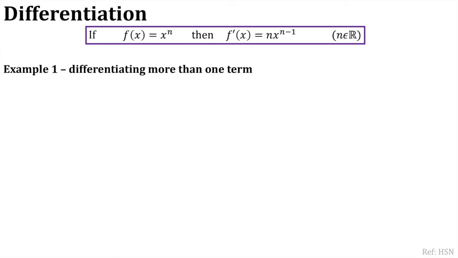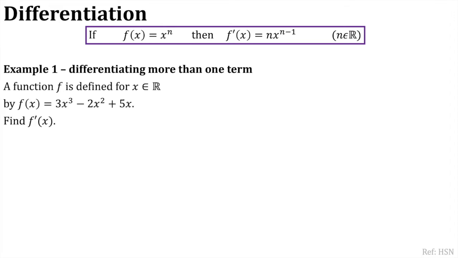So the first one, we are going to look at differentiating more than one term, because all the examples that we've done so far, we've just been differentiating single terms on their own. So a function f is defined for x in the real numbers by f of x equals 3x cubed minus 2x squared plus 5x, and we want to find f dashed of x, the derivative. Now, you'll notice I've rewritten my 5x here as 5x to the power 1, and you'll hopefully see why in a second.